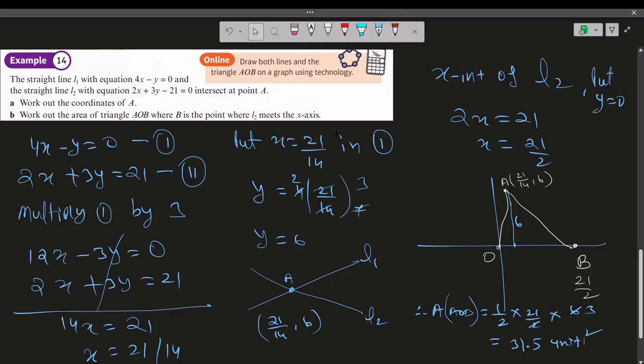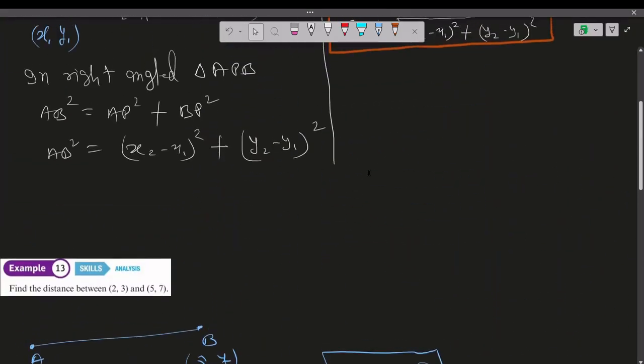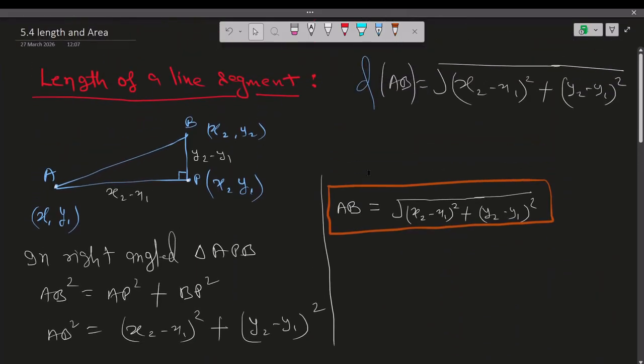So we know the area of a triangle is half into base into height. That is what we have used here. So this last topic was about finding the length of a line segment and the area of a triangle.